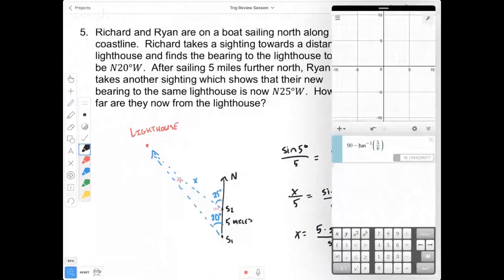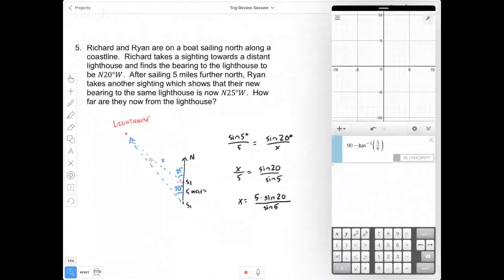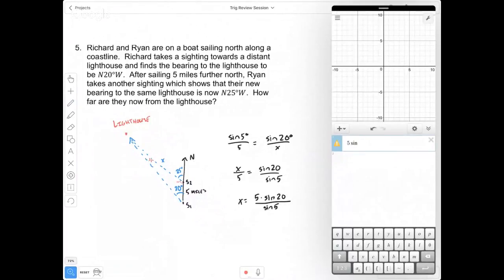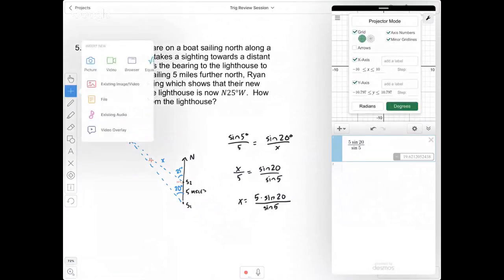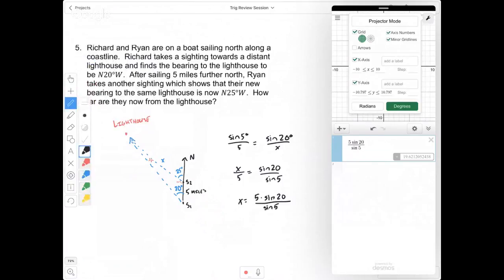Obviously, I'm just using Desmos because that's what I have on my iPad. You will not have Desmos. You will have scientific calculators, which work just fine. Or graphing calculators. 5 sine 20 over sine 5. Which we can see here is 19.62 miles. And yes, I'm still in degree mode. Good. X equals 19.6 miles.